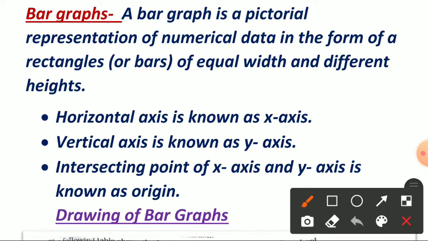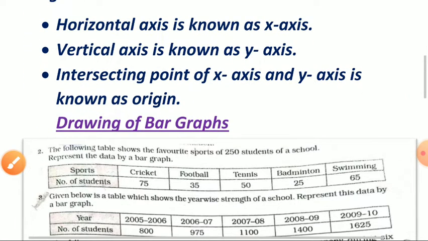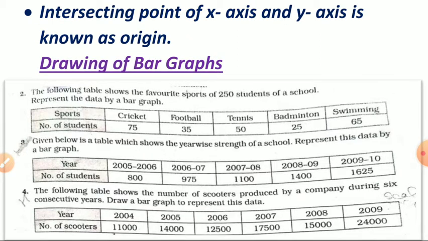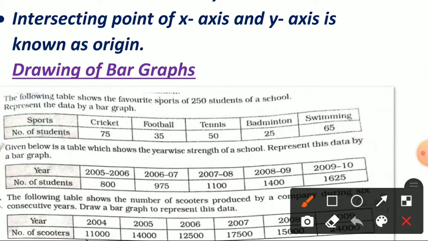The horizontal axis is known as the x-axis, the vertical axis is known as the y-axis, and the intersecting point of both the axes is known as the origin. Whenever we want to make a graph, we require a graph paper. And how to make that? Here I am not making it on graph paper, but you need to make it on graph paper, and for that you need to take a suitable scale.